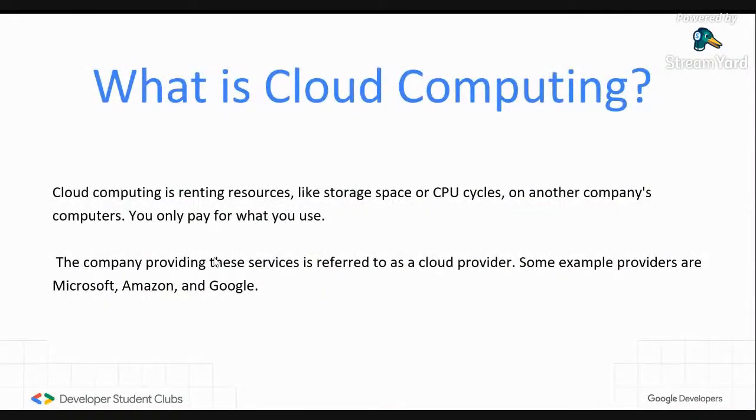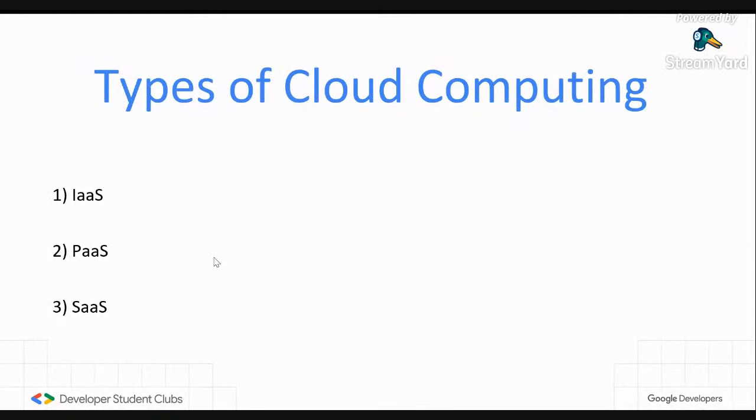Cloud computing is the process of renting resources like storage space and CPU cycles on other companies' computers. You only pay for what you use. The major providers include Microsoft, Amazon, as well as Google. Now, let's discuss the different types of cloud computing. The different types include infrastructure as a service, software as a service, as well as platform as a service. These three are the major types of cloud computing.